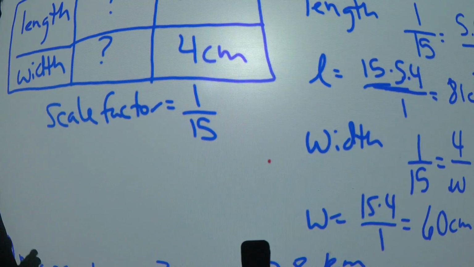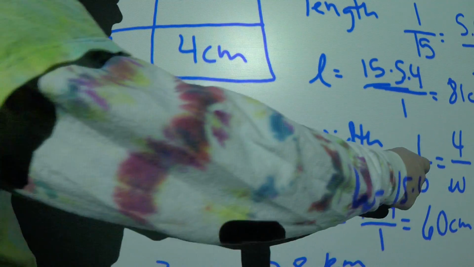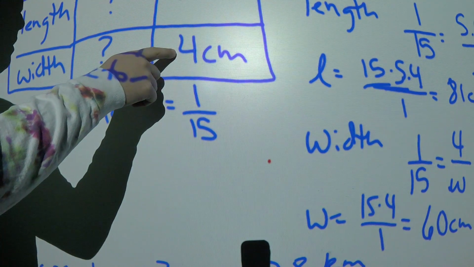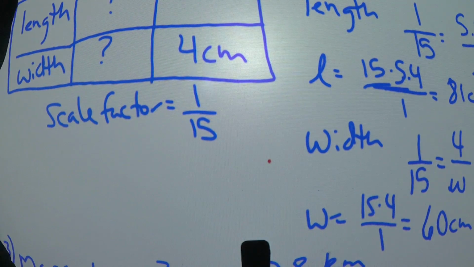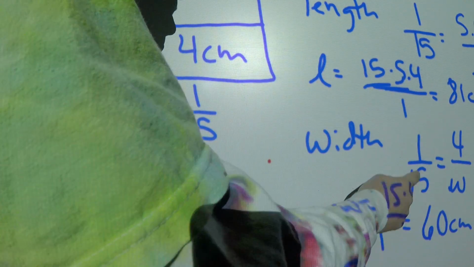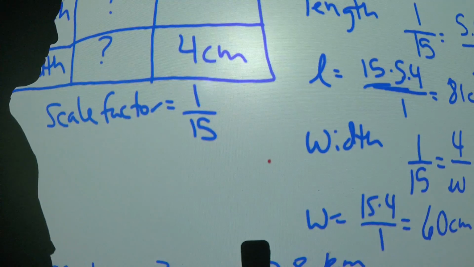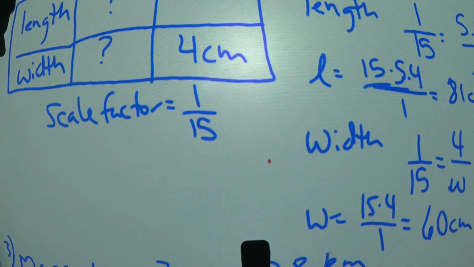The width, you do the same exact thing. The scale, once again, is still 1 to 15. And then you take 4, which is the width of the photo, over W, which is the width of the painting that we don't know. And then you cross multiply again. 15 times 4 over 1. All right? Because if you look on the paper, it's really 15 times 4 equals W. Well, 15 times 4 is 60 centimeters. So the painting is 81 centimeters by 60 centimeters. All right?